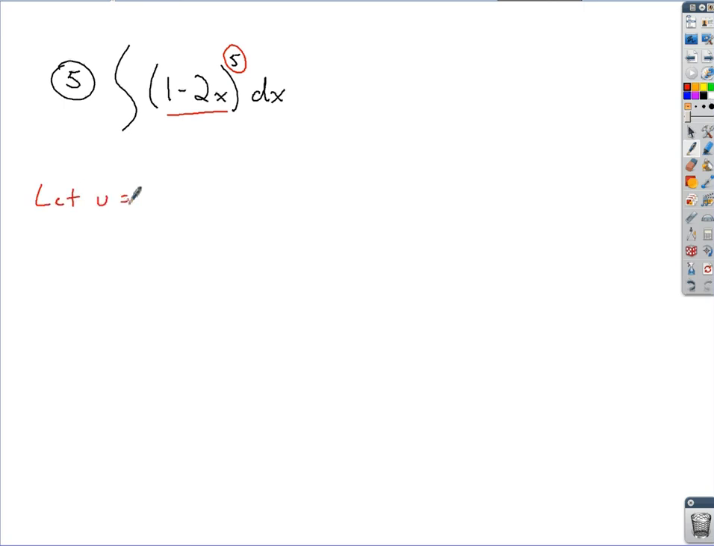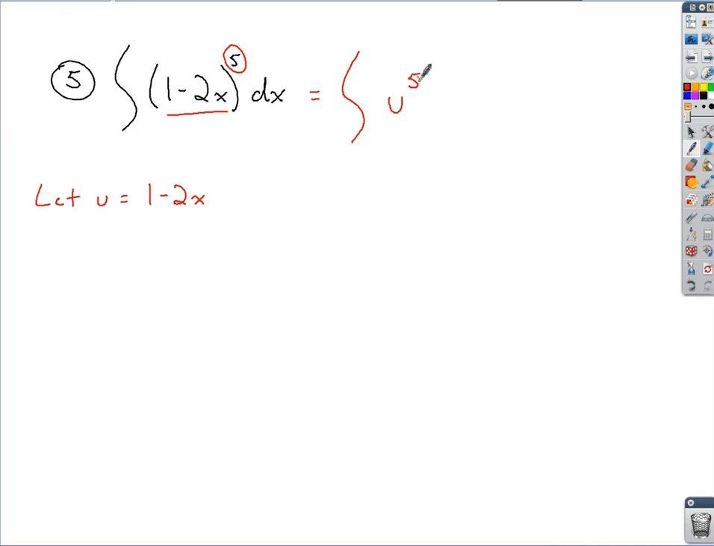We let u equal 1 minus 2x, because that is the part that is trapped by the parentheses here. And as I introduce this variable of u, I rewrite a new and improved problem over here, where the u is taking the place of the 1 minus 2x. That was trapped by a power of 5, so I write u to the 5th over here.